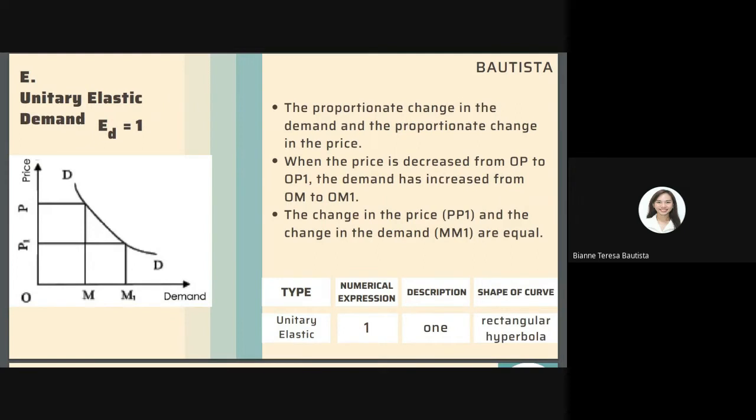The last type of price elasticity is the unitary elastic demand. Unitary elastic demand occurs when a change in price results in an equivalent change in demand. The numerical value for unitary elastic demand is equal to 1. The demand curve for unitary elastic demand is a rectangular hyperbola, which is shown in the figure.